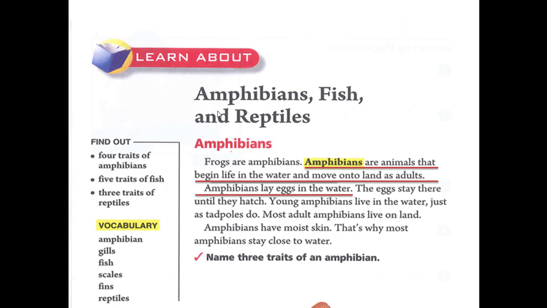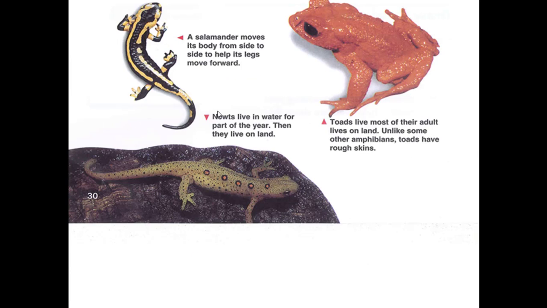After that, we studied amphibians. As you know, frogs are amphibians. And amphibians are animals that begin life in the water and move onto land as adults. Amphibians lay eggs in the water, and the eggs stay there until they hatch. Young amphibians live in the water just as tadpoles do, and most adult amphibians live on land. And amphibians have moist skin, as you know. That's why most amphibians stay close to water. Amphibians like what? Like frog, like salamander, and like snakes.